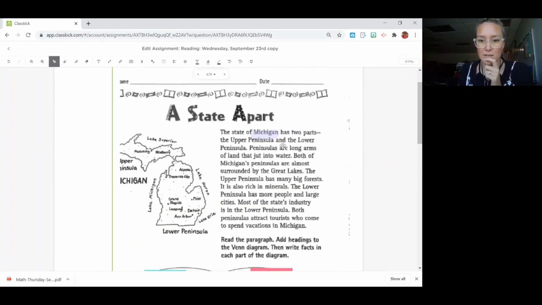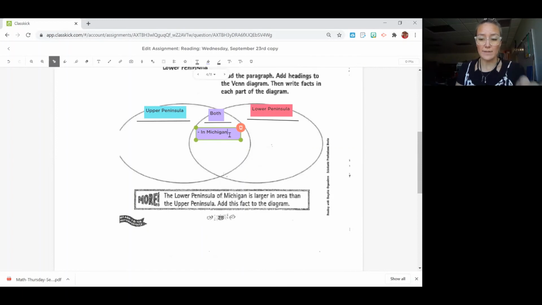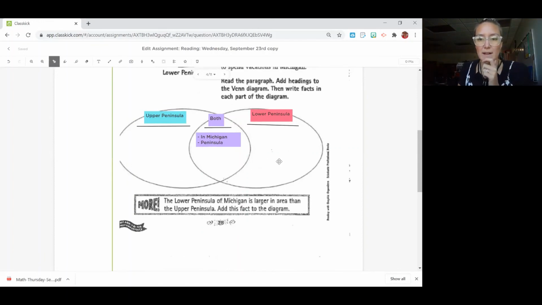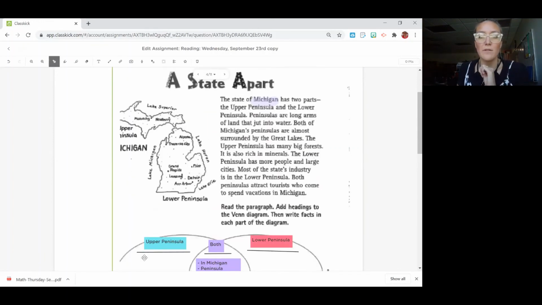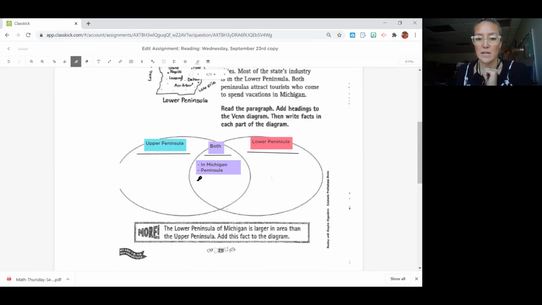Let's see if there's anything else. Peninsulas are long arms of land that jut into water. So they're both peninsulas. We can also add that they are both peninsulas. Now let's see if we can find any contrasting. You're going to have to find one for each topic, upper and lower. Oh, I see another keyword. Both of Michigan's peninsulas are. That's something that you will have to add in for your both section down there.